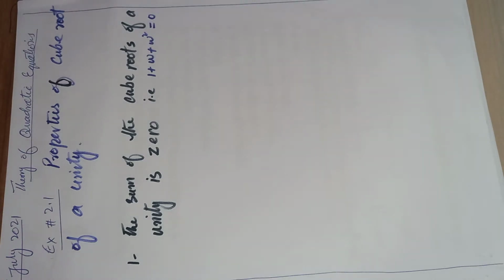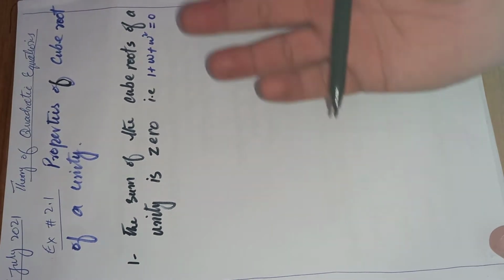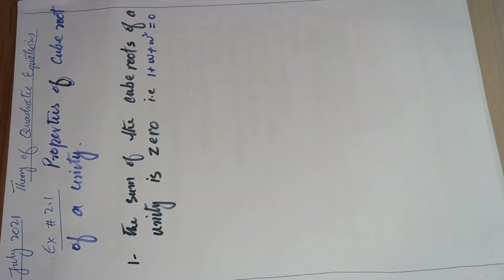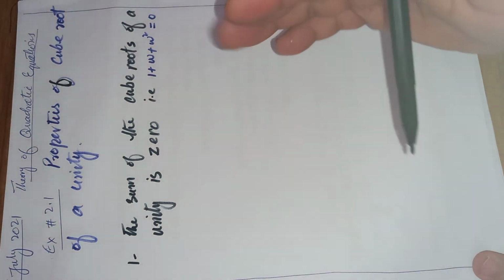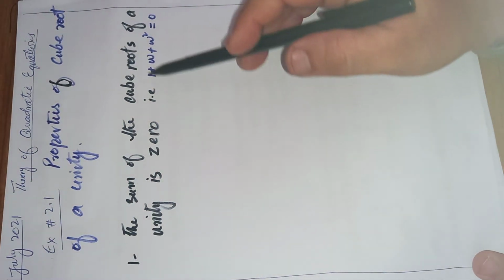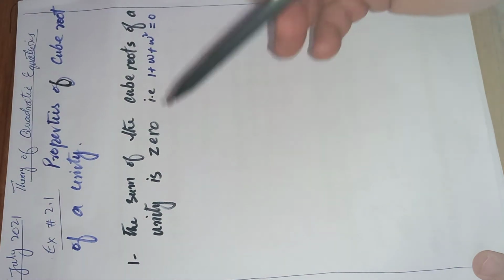Dear students, today we are going to learn about the properties of the cube roots of unity. According to the first property, the sum of the cube roots of unity is 0. Earlier we found the three cube roots. One was the real root, and the other two were complex roots of the cube root of unity. So now we are talking about the sum of the cube roots of unity being 0.